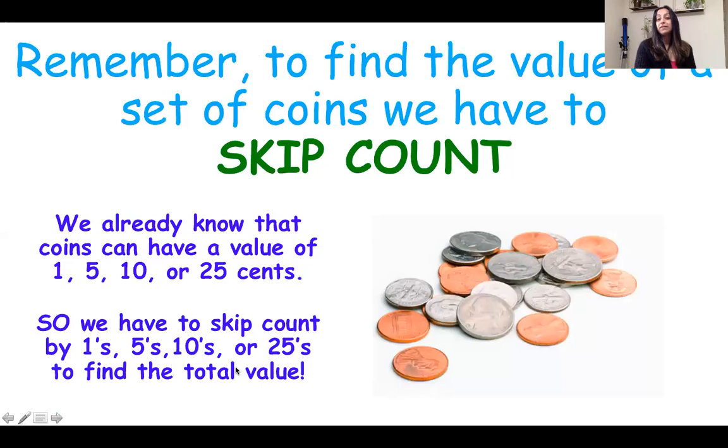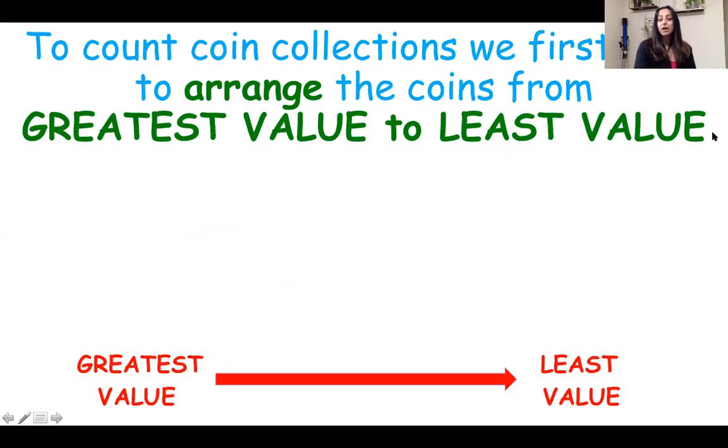Also remember that to find the value of a set of coins, we have to skip count. And we've been talking about this throughout all the lessons, so we know how to do this. So we know that our coins are worth 1 cent or 5 cents or 10 cents or 25 cents. So we know we have to skip count by 1s, 5s, 10s, or 25s to find the total value of a set of coins. But the one thing we haven't really talked about yet is how to arrange our coins from greatest value to least value. Because in order to count the value of a group of coins, they have to be organized and arranged from greatest value to least value.